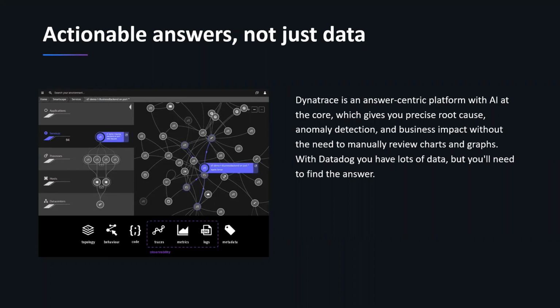With Datadog, you have a lot of data. They're comparing with other tools like Datadog. Even Datadog provides a lot of data, but you need to find the answers. You have all the data now, and you have to search for which data you need. But Dynatrace will tell you which data you need. You should not worry about it. Dynatrace has an AI, and its name is Davis AI.